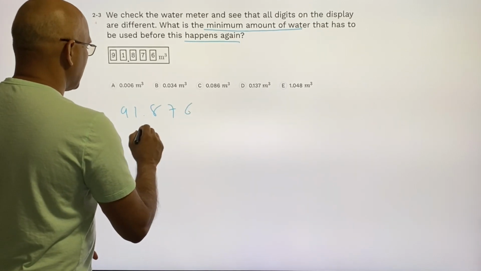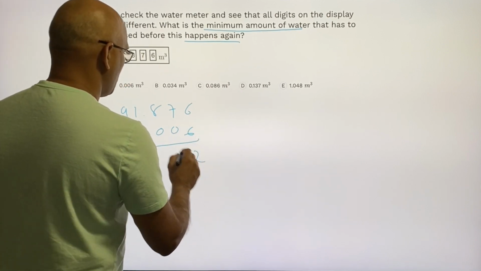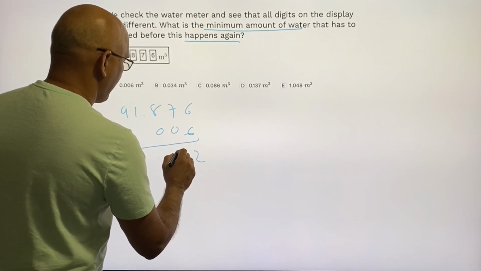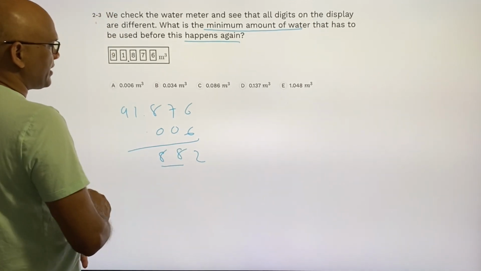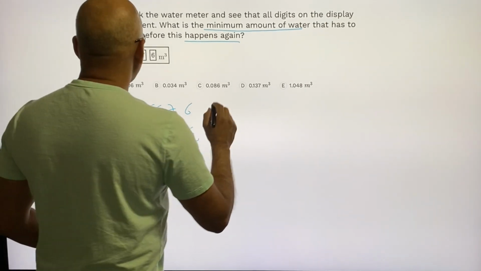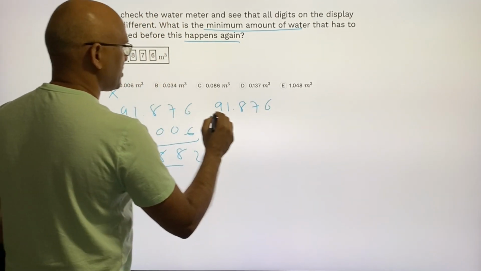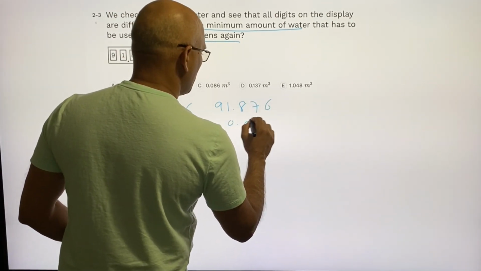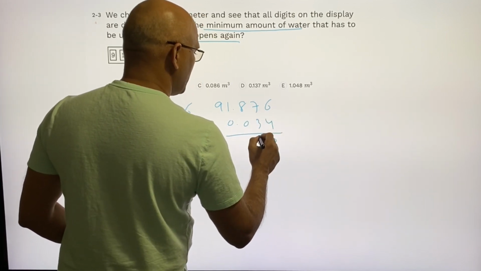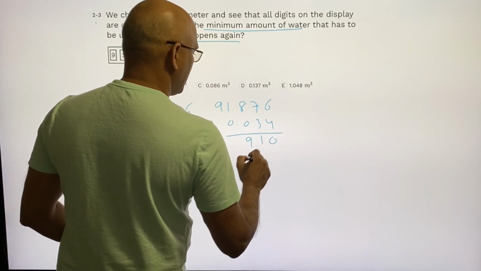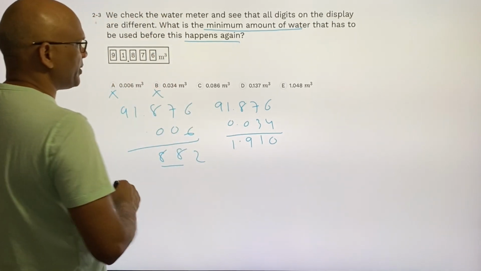91.876 plus 0.006. So this is 91.882, and I can see that 8 and 8 are the same, right? So this cannot be the choice. That is 91.876 plus 0.034. So this is 91.910. So 1 and 1 are again the same. So B also cannot be the choice.